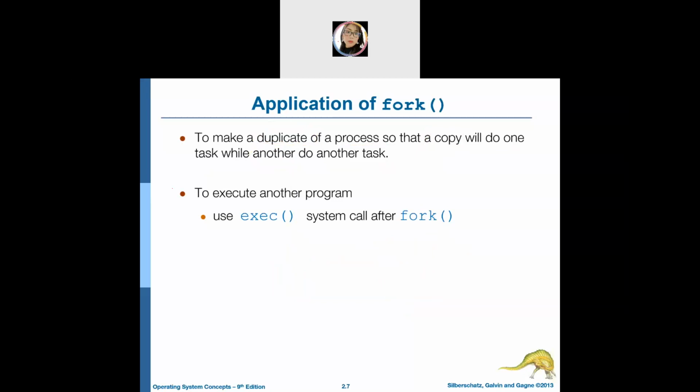And if you want to execute another program, because you have already created the process, you already copied and duplicated it with your fork. But how are you going to execute those copied things for your process or a program that you want to run? So you're going to use an execute, EXEC, execute system call after your fork.